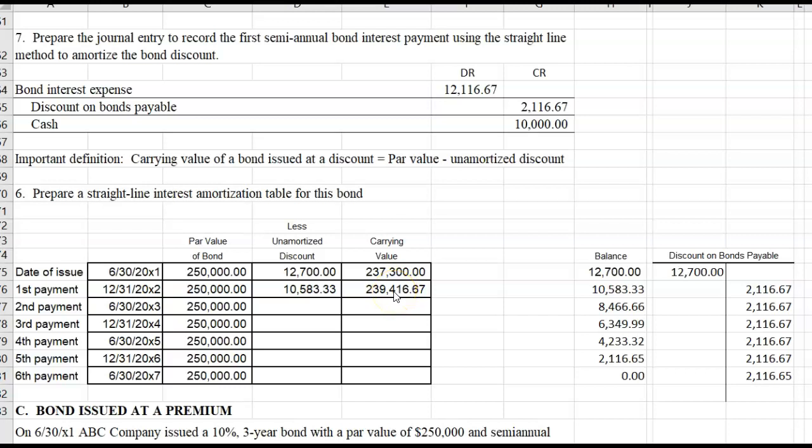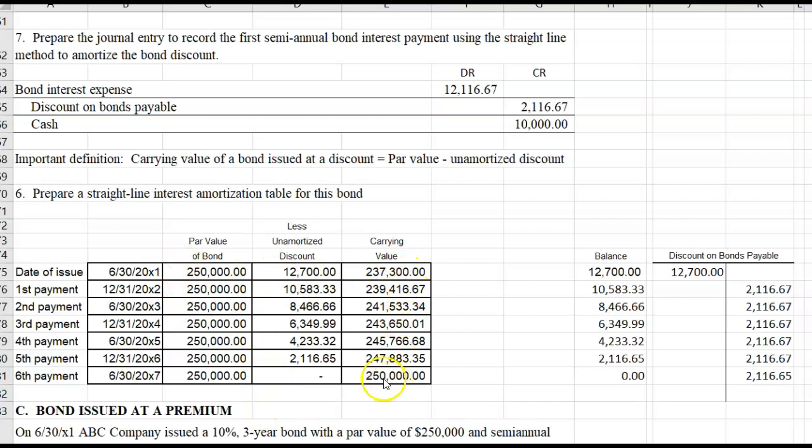And if the carrying value is the par value minus the unamortized discount, then the carrying value is going to get bigger as the unamortized discount gets smaller. You go ahead and finish this schedule. Don't forget to round the last payment by 2 cents and see if you end up with 0 in the unamortized discount column and $250,000 in the carrying value column. When you finish your work, start the video again and check your answer.